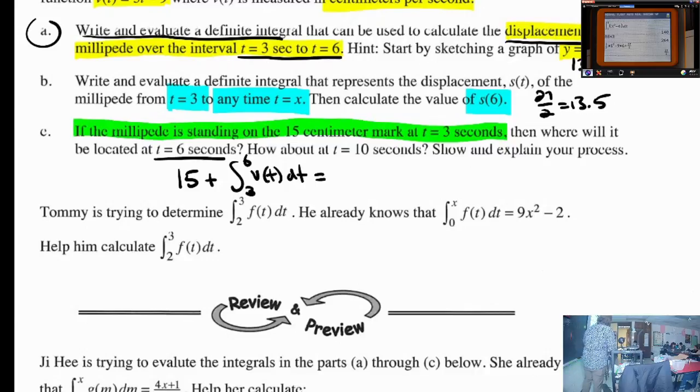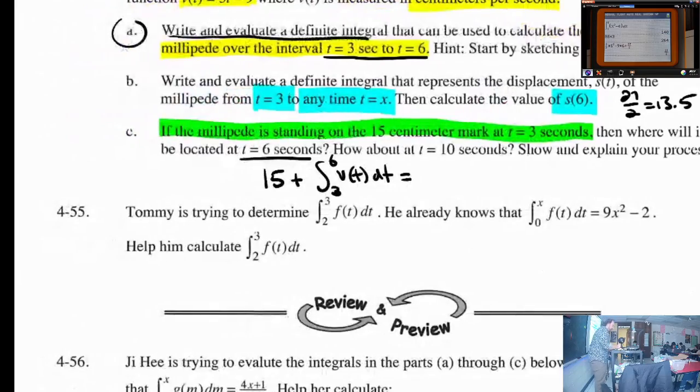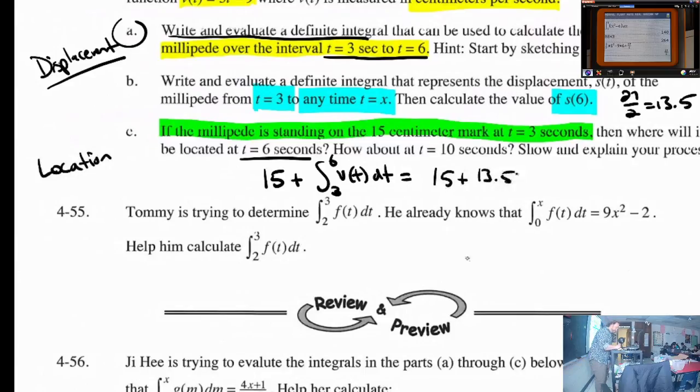The difference is in question A and B, we're talking about what's called displacement. And displacement doesn't care about where you started. Displacement just cares how much it's changed. But in order to tell the actual location of anything, you need to first know where it started, and then you're going to add on your displacement. So here we would do 15 plus 13.5 and call it 28.5. That's where the millipede currently is.